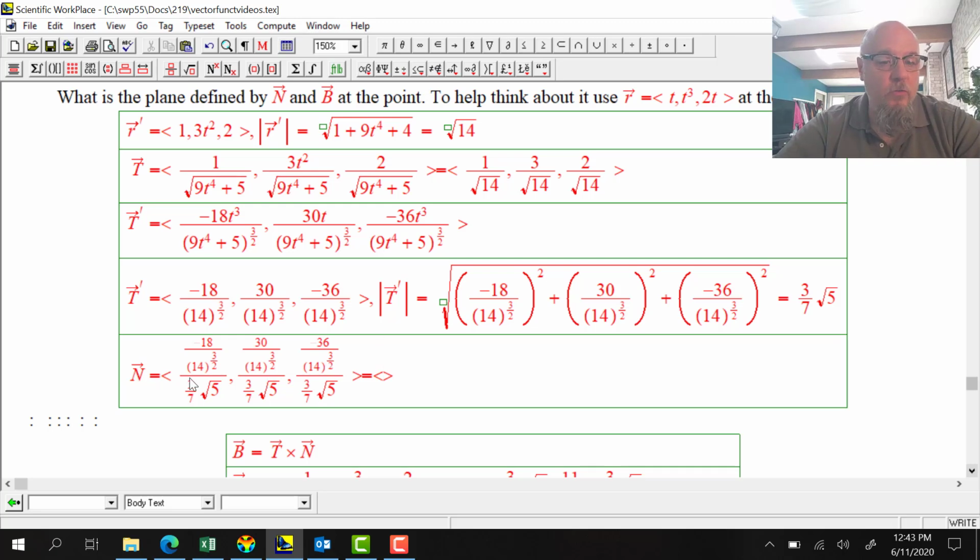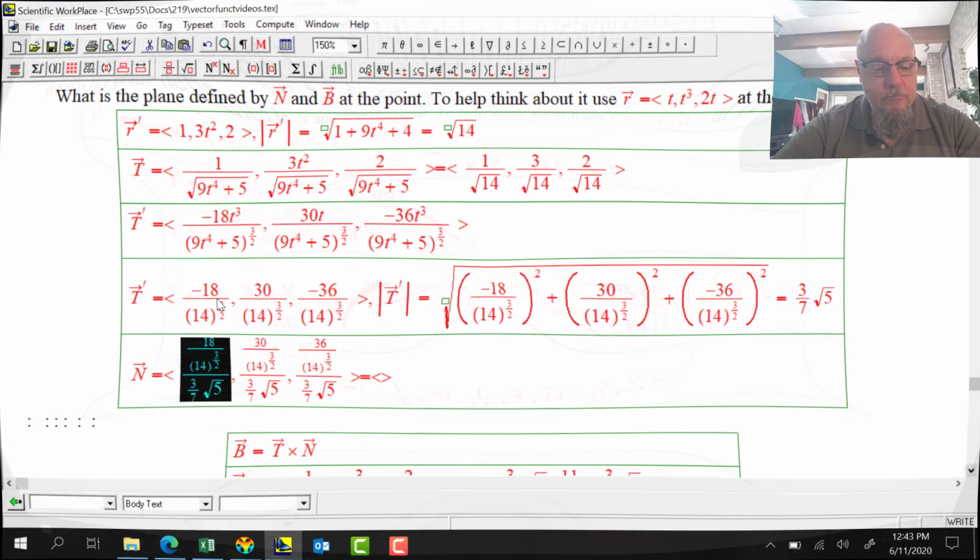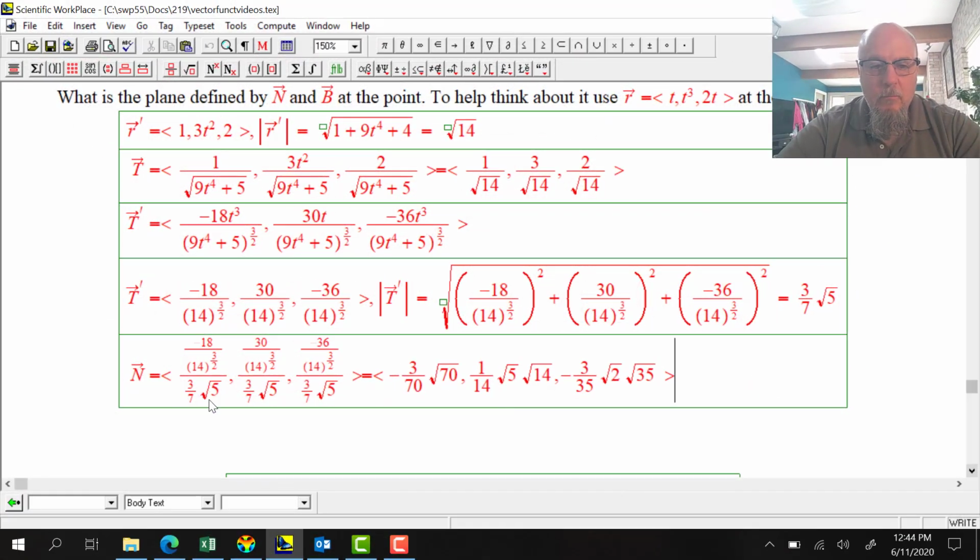Now this will turn into the normal vector. It'll have a magnitude of 1. So let's simplify each one of these pieces then. Now when I've simplified these, each one of these three components of the normal vector, here's our simplified normal vector. It should have a magnitude of 1, and it should be parallel to t prime, and it should be perpendicular. If it's parallel to t prime, it should be perpendicular to t as well.